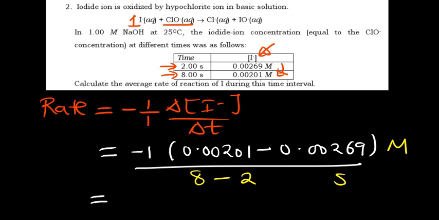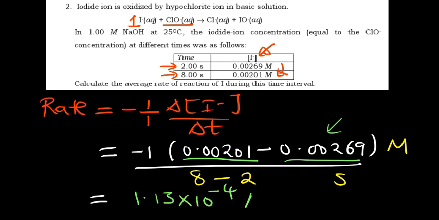So -1 times, first of all you can start with what is in the brackets, 0.00201 minus 0.00269. Realize that the other part is bigger, so it is going to be negative, divided by the difference, which is 6, and then multiplied by the -1, it becomes a positive result. So I'm getting 1.13 times 10 to the power -4 molar per second.